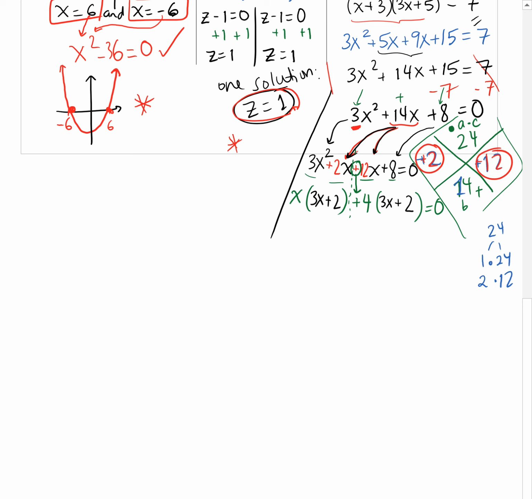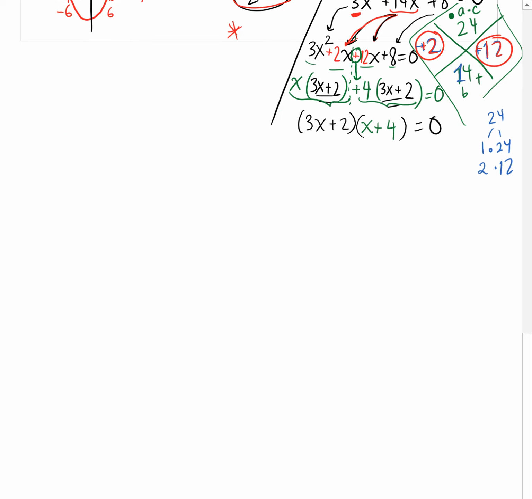4 times what is 8? That would be 2. Alright, and we must have done everything right so far, because the things in parentheses are the same. 3x plus 2, 3x plus 2. If I factor it out, okay, of each of the big terms, if I take 3x plus 2 out of this guy, what's left? X. Plus, what if I take 3x plus 2 out of this guy? 4 is left. Okay, now that we've factored it all we can, now we're going to set each factor equal to 0 finally, and we'll be able to solve this guy.